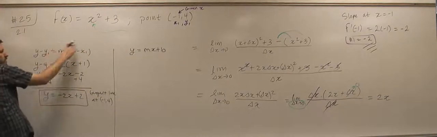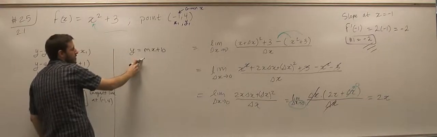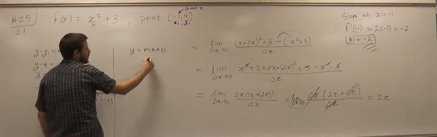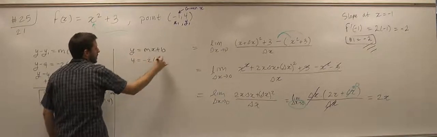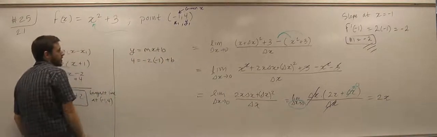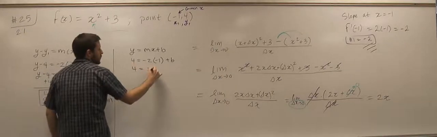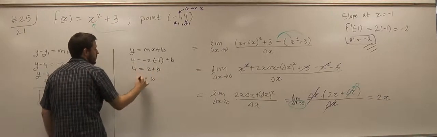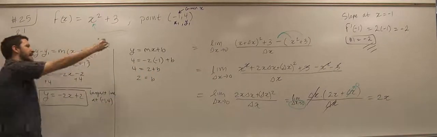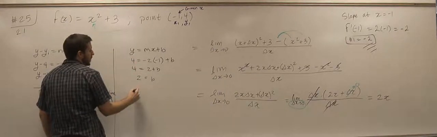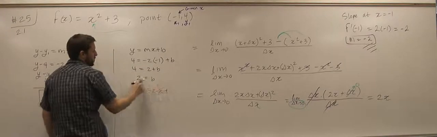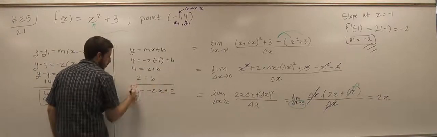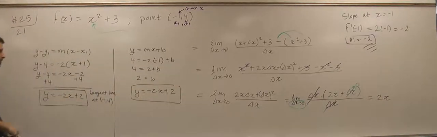So if you don't like this formula and you like this formula, then you would say, okay, well I know m is negative 2, and I know when x is negative 1, y is 4, then I can solve for b. Right, this is 4 equals 2 plus b, so b has to equal 2. Then you plug back in here to your original formula, y equals negative 2, because slope is negative 2, plus 2, because that's b. Either way, we should get the same b.